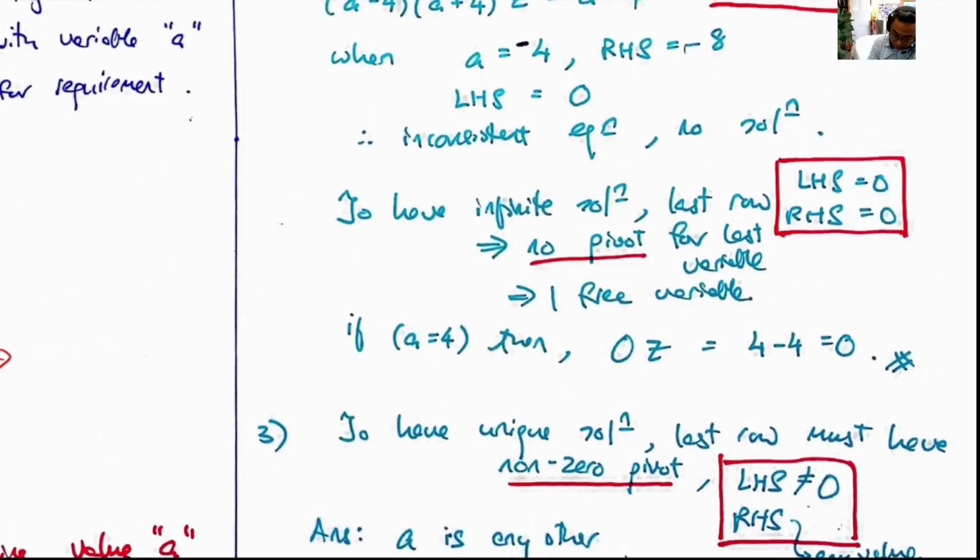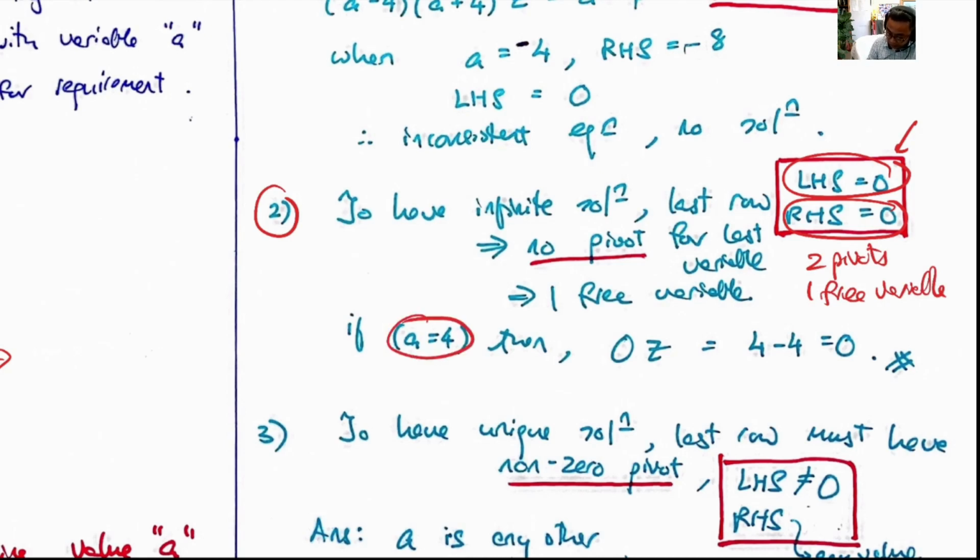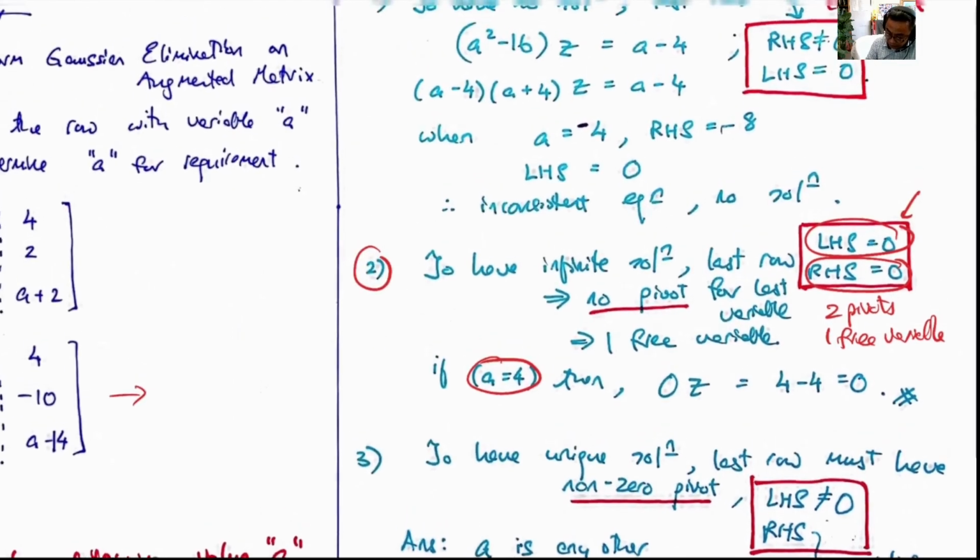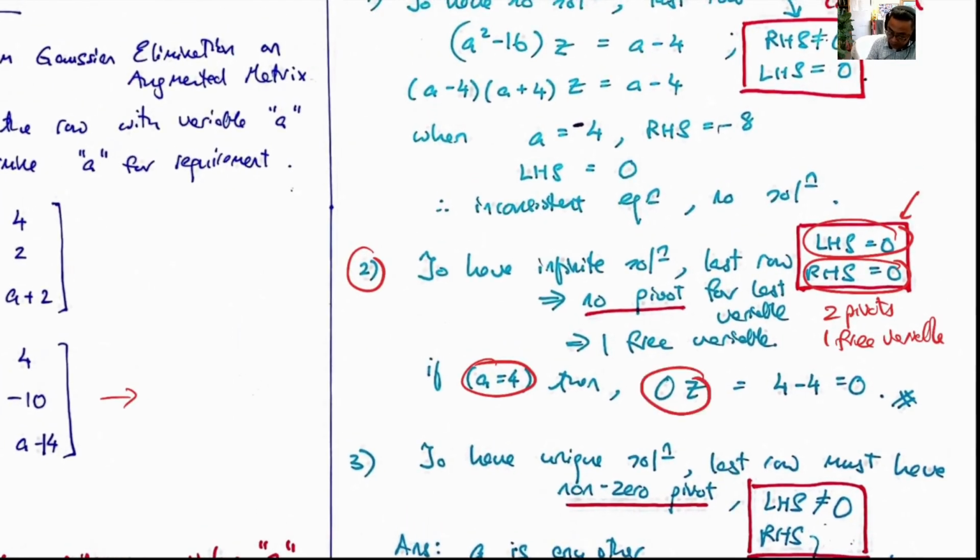In the second case, to have infinite solutions, what we need is that the last row after row reduction, the left hand side must be 0 and the right hand side must be 0. This will indicate that we only have 2 pivots and 1 free variable, and this free variable will generate infinite solutions. Now for this to happen, let a equal 4, and then you will reduce the equation to 0z on the left hand side, and the right hand side will be 4 minus 4, which is equal to 0. So we have infinite solutions.